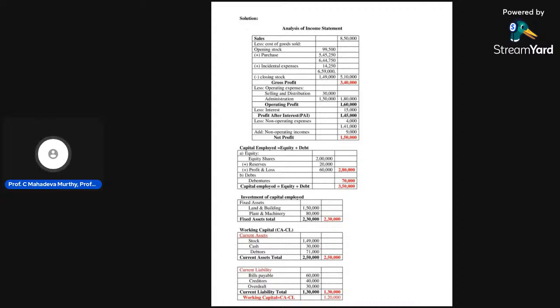Then total debt is most important here. These are all the information we need to calculate the ratios. Then total equity is most important, net profit is most important, then profit after interest, operating profit, gross profit, and cost of goods sold are most important here. If you calculate the ratios, these minimum informations are most important.